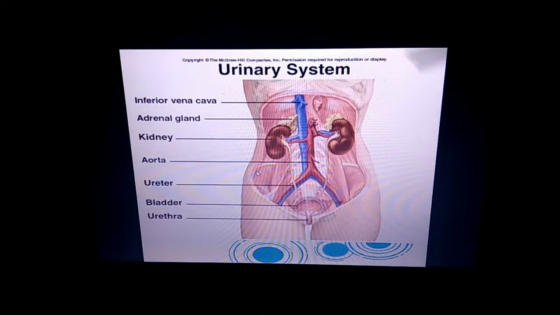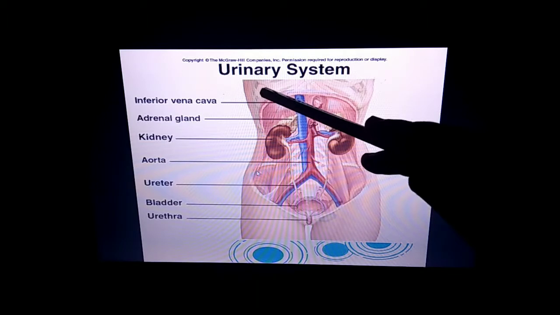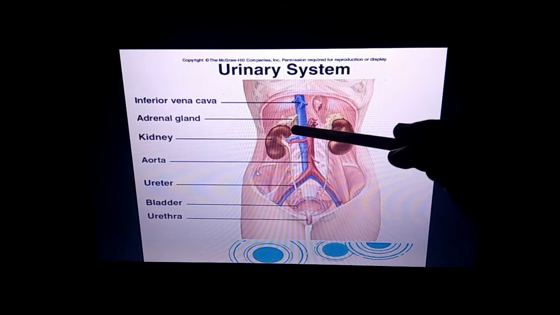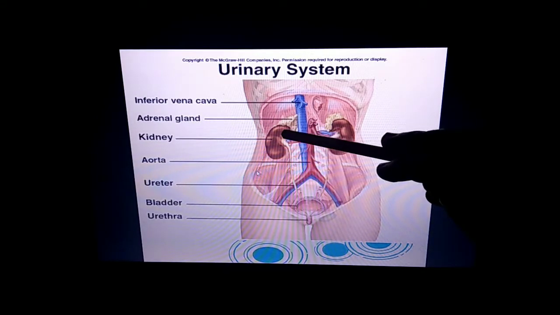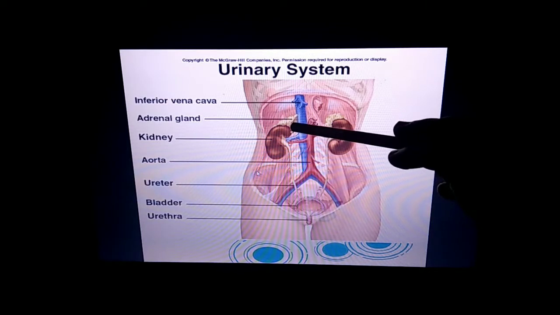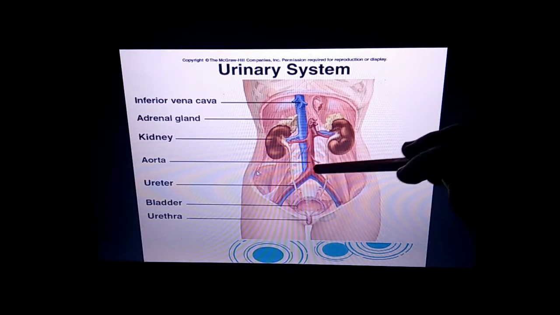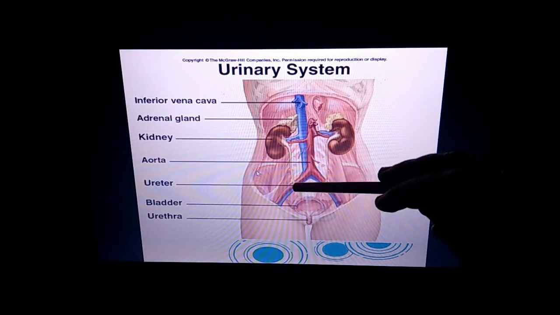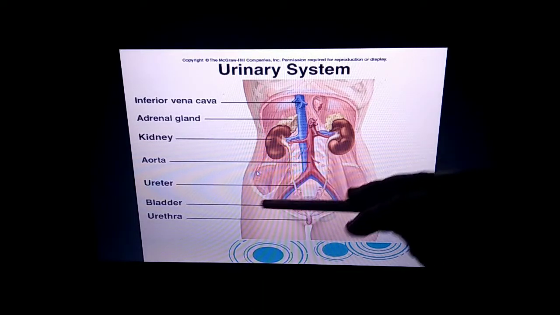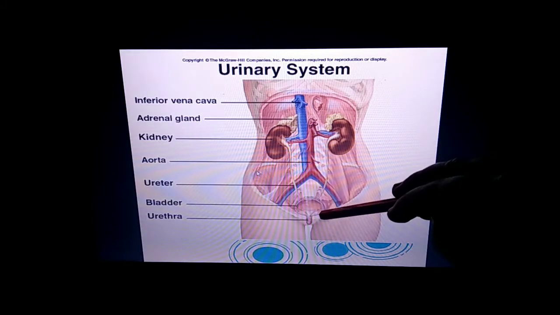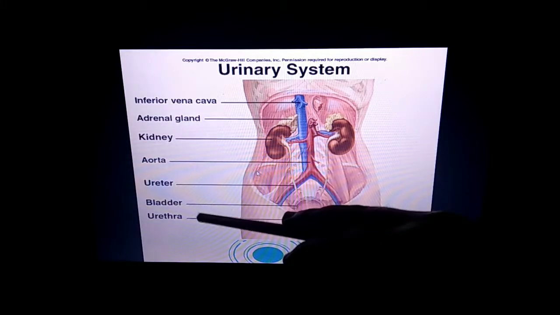This is the urinary system. Here is the inferior vena cava, those are the bean-shaped kidneys, and this structure is known as the adrenal glands. Here is the aorta, that is the ureter, the tube-like structure. Here a hollow organ, that is the bladder, and here is the urethra.